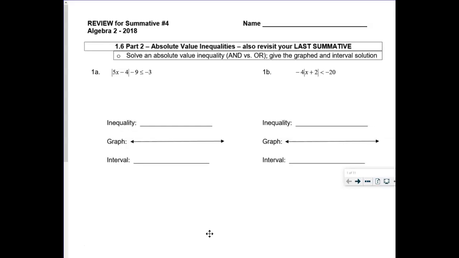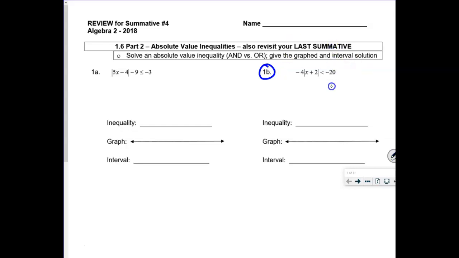Now, I want to skip ahead to question 1B, because that, in my opinion, is the trickiest one on this whole page. Which means David's going to help me. Sorry, I know I told you you were helping me. David and I already had a chat about this.